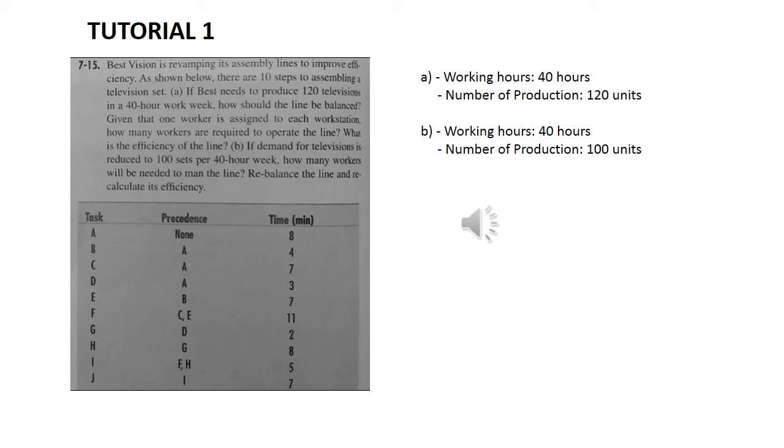So here are the tasks, precedence and the time. So let's summarize the question first. For requirement A, working hours are 40 hours, and number of production is 120 units. For requirement B, working hours are 40 hours and number of production is 100 units.